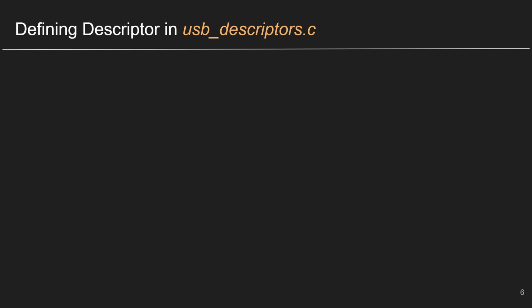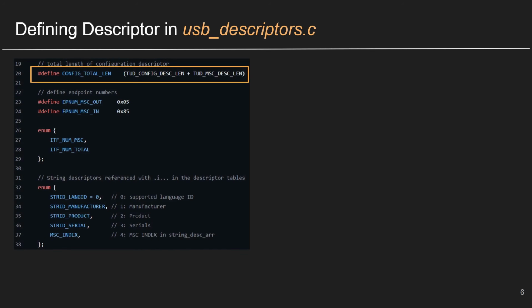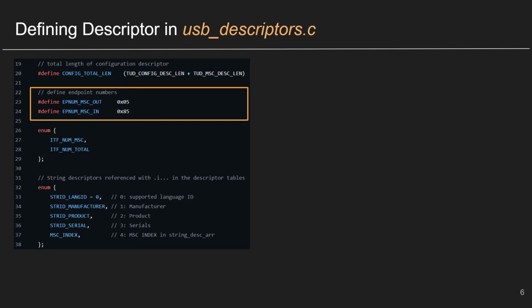Now let's see how we have to make changes in usb_descriptor.c. First, we are defining the total config length. This includes the default config plus the MSC descriptor config length, because we need to send both configs to the host. Next, we are defining our endpoints. Here 0x05 is OUT, used for data going from the host to the Pico, and 0x85 is IN, from the Pico to the host.